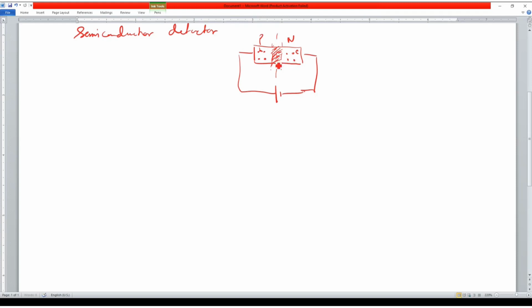They can cross this junction, and obviously that is not so easy a task. Because the electric field is very high, to cross this you require a certain amount of potential.